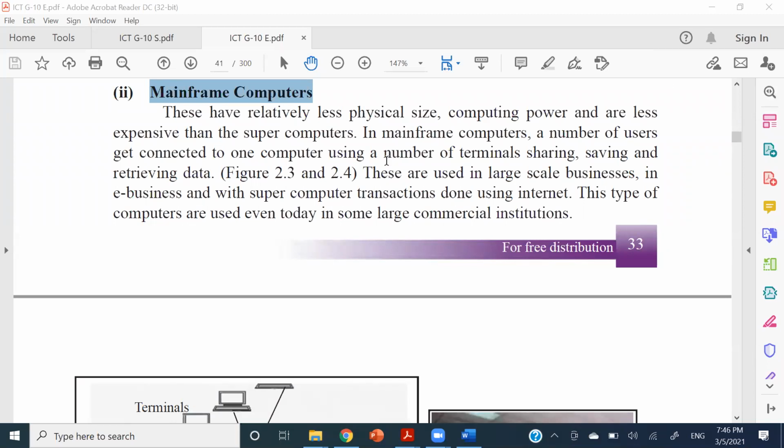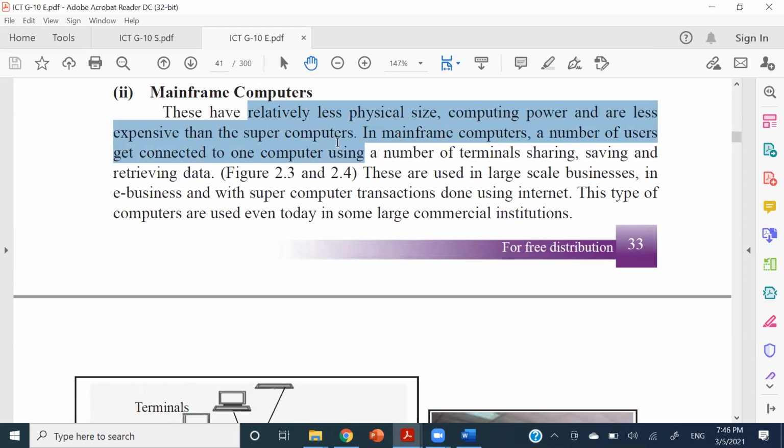Right, okay. All right, so regarding the mainframe computers, the first point you can say: relatively less physical size, less computing power, and less expensive than supercomputers. That is the first point. Relatively less physical size, less computing power, and less expensive than a supercomputer. That's going to be the first line.